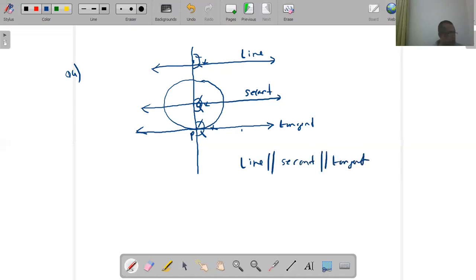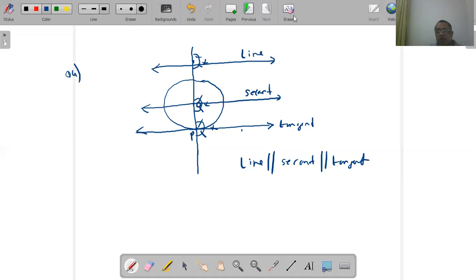So as per the question, what was it? That we have to draw a circle, which we have drawn, and two lines parallel to a given line. So this was a line, such that one is a tangent and one is a secant. So we have drawn the line, we have drawn the tangent, we have drawn the secant, and all of them are going to be parallel to each other. So that's the first exercise.